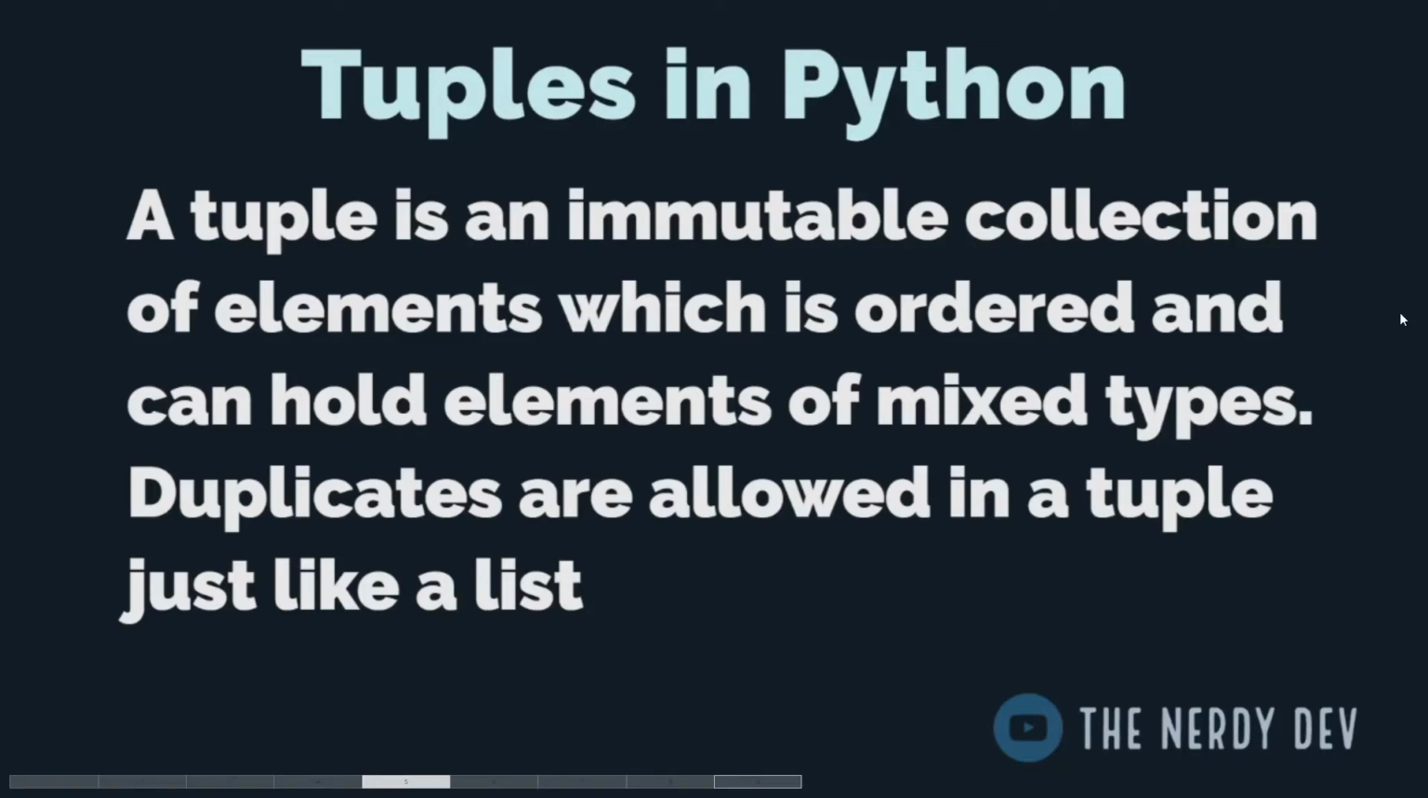In this video, we will learn about a collection that you will most frequently encounter in your working with Python, and that is a tuple. So the question that must come to our minds is, what is a tuple? Let us come to the definition without wasting any time. It's an immutable collection of elements which is ordered and can hold elements of mixed types. Duplicates are allowed in a tuple just like in a list. So let us go back to the editor and see some examples for this.